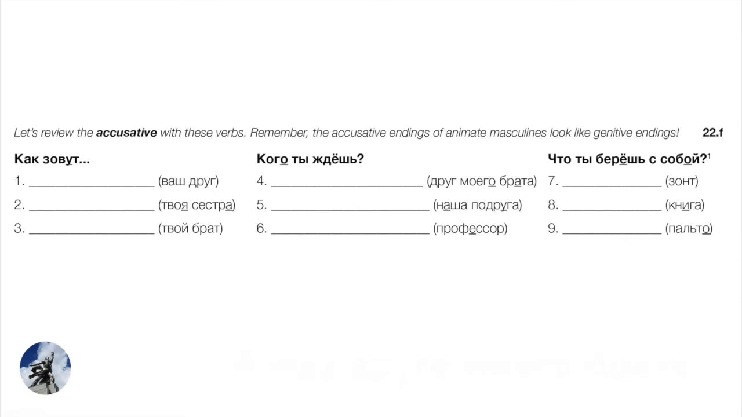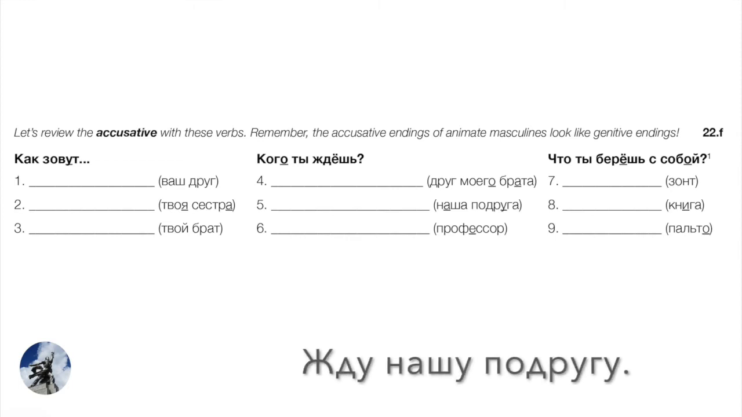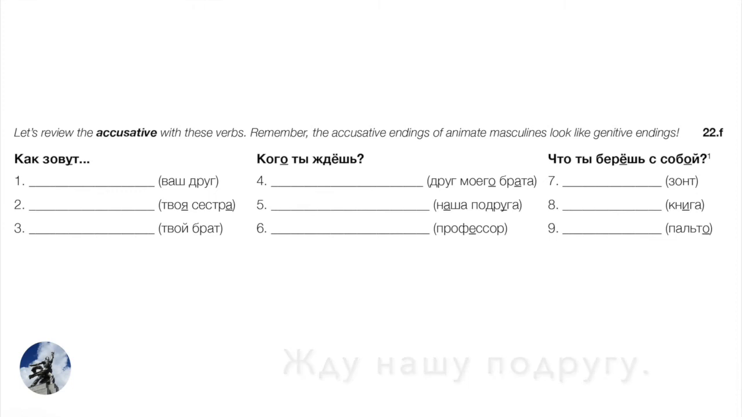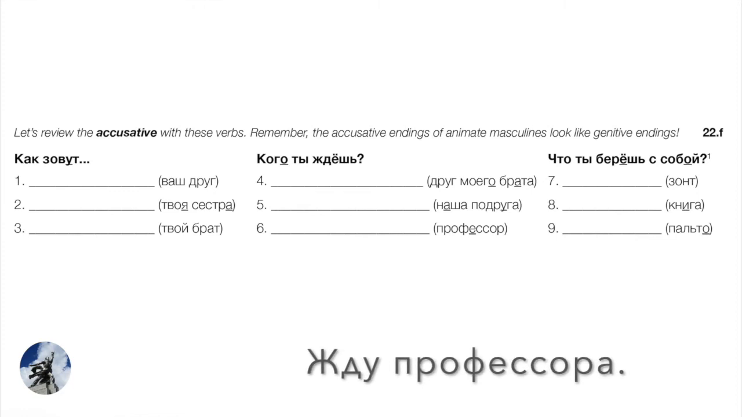Number 5, I'm waiting for my female friend, or our female friend. Жду нашу подругу. Number 6, I'm waiting for the professor, or we might assume my professor, or our professor. Жду профессора. Я жду профессора.